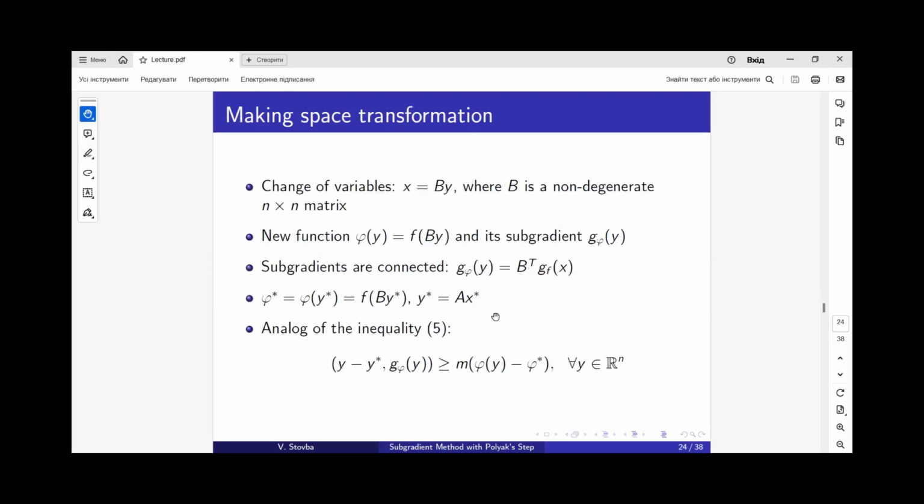To make this transformation, we need to change the variables by this formula. Here B is a non-degenerate n times n matrix. So we create a new function phi at y, which equals f at By, and its subgradient. These subgradients are connected with this formula. And moreover, the optimal values phi star and f star are connected as well. Also, we have some analog of the inequality for phi, which must hold. We consider functions for which this inequality holds.